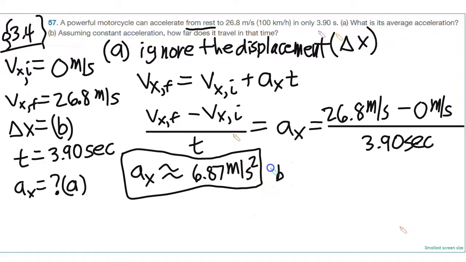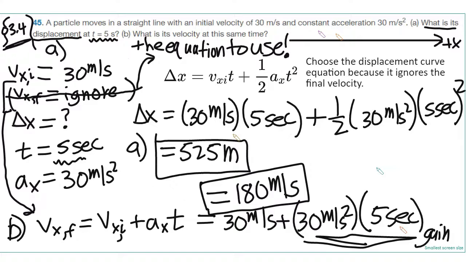And then lastly, part B, we want to know how far did it go? Which equation can you use? Any one you want, man, as long as it's not the definition of acceleration, because that does not have displacement in it. So why don't I just choose the displacement curve? And I'm feeling lazy, so I'm just going to copy this displacement curve from the earlier problem.